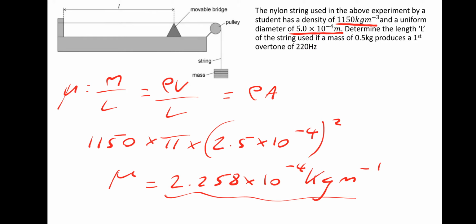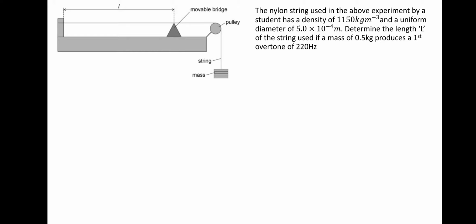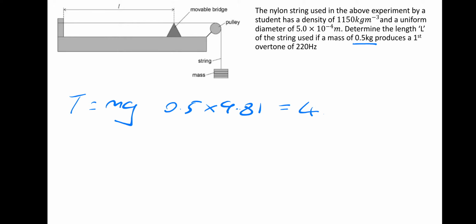So if you've not got this, get it written down. Move on to the next bit. We also need the tension. We've got the mass, so we can find the tension. So mass of 0.5, so tension is mg. So 0.5 times 9.81, which gives a tension of 4.905 newtons.